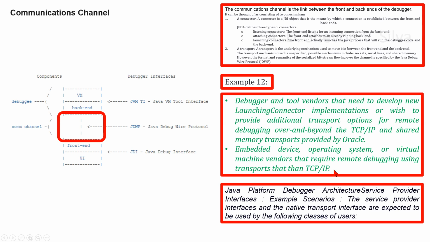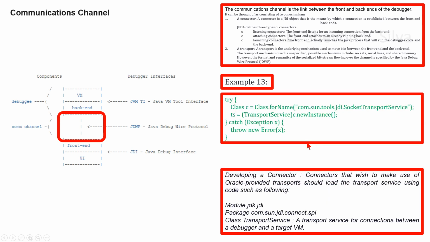And the next point, embedded devices, operating systems or virtual machines that require remote debugging using transports other than TCP/IP. Now we are considering developing connectors that wish to make use of Oracle provided transports. They should load the transport service using code such as the following.